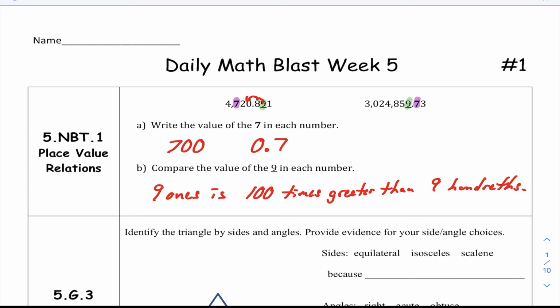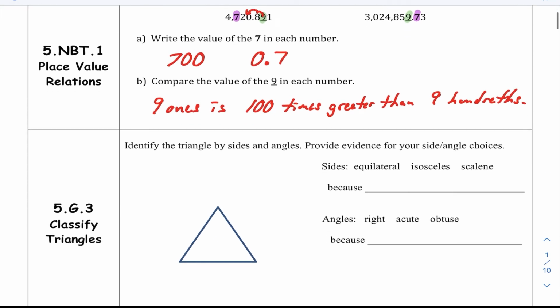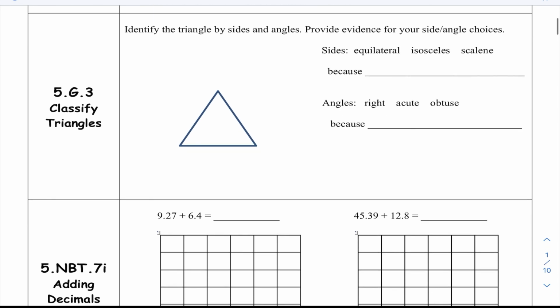5G3, classify triangles. Identify the triangle by sides and angles. Provide evidence for your side and angle choices. Now we just have to go with the information that we're provided. When I'm looking at this triangle, equilateral would be all 3 sides are the same. Isosceles is 2 sides are the same. And scalene is all 3 sides are different lengths.